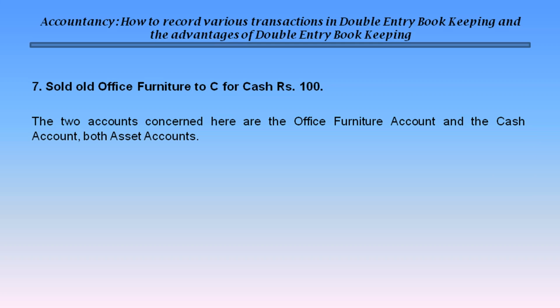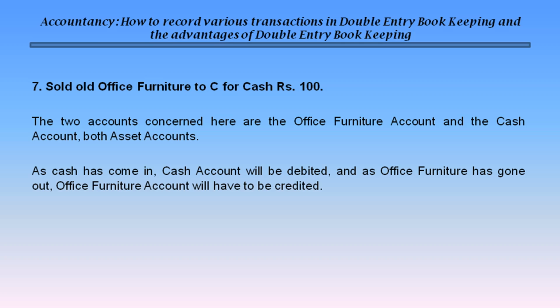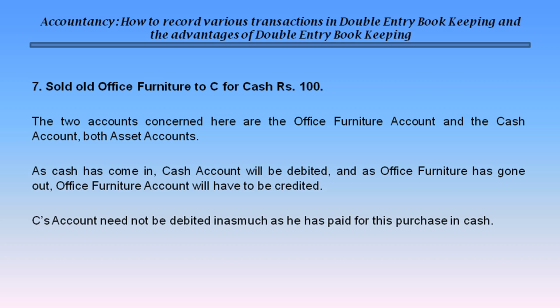Sold old office furniture to C for cash rupees 100. The two accounts concerned here are the office furniture account and the cash account. Both are asset accounts. The cash has come in, so cash account will be debited, and as office furniture has gone out, office furniture account will have to be credited. C's account need not be debited inasmuch as he has paid for his purchase in cash.